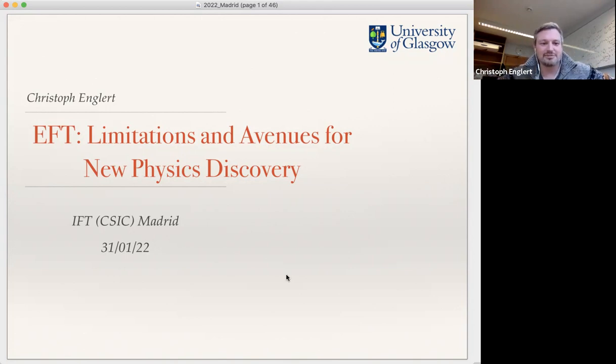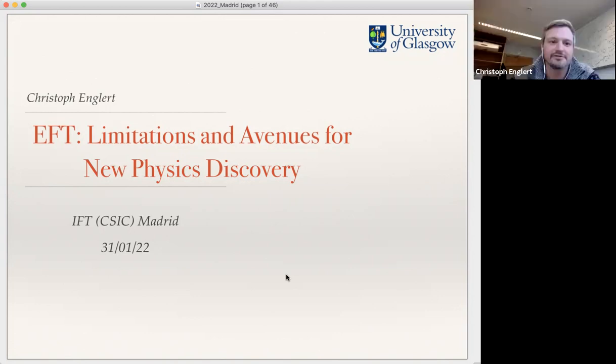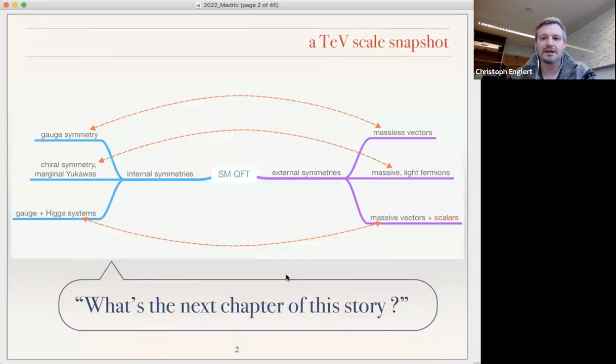So what I want to talk about today is pretty much things that I've been working on over the past few years together with people here in Glasgow, but also further afield. It links a little bit to generic effective field theory interpretations of LHC data, and also going a little bit beyond LHC data. I hope that I have time for that towards the end, touching a little bit on g-2.